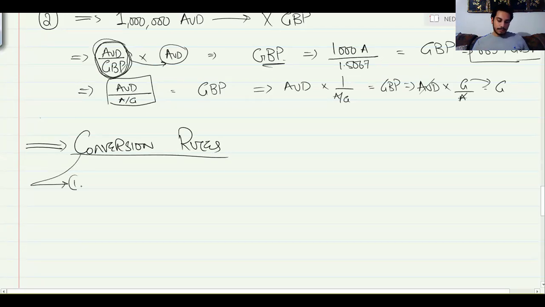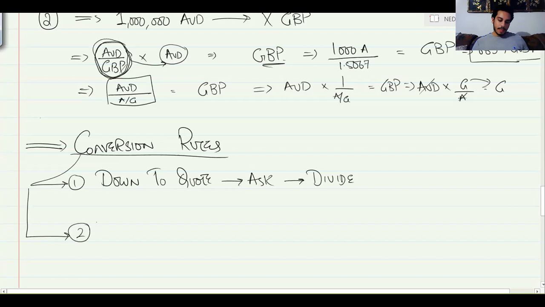First one. Down the quote: ask, divide. Up the quote: bid, multiply. So this is down the quote.